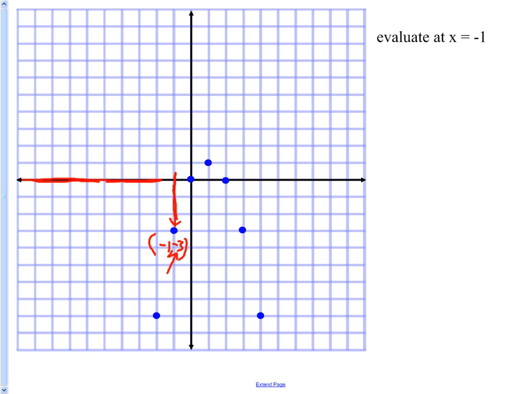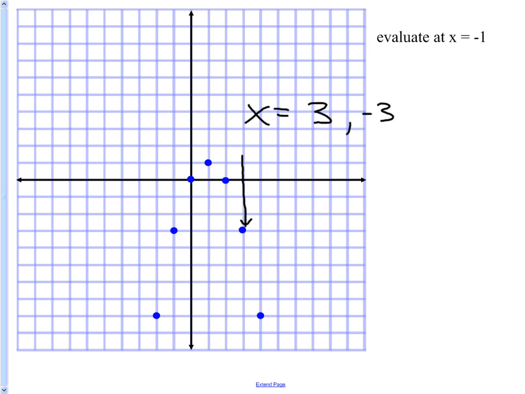All right, I'd like you to try this one. Evaluate it for x equals 3. At x equals 3, what did you have? x equals 3 was right there. And you followed it down to negative 3.